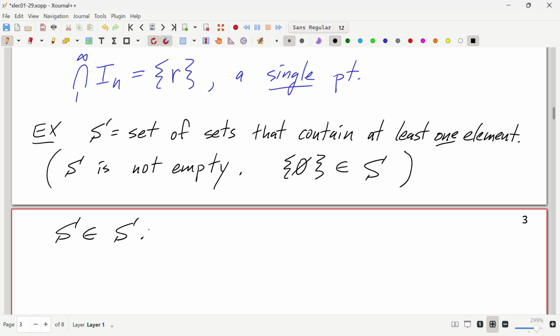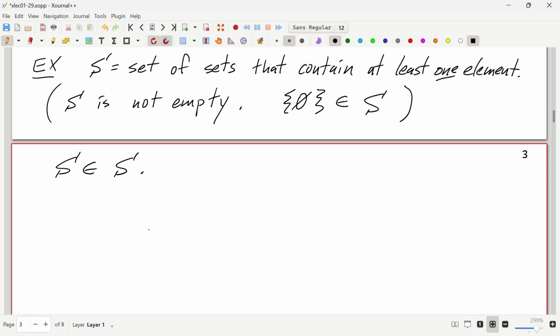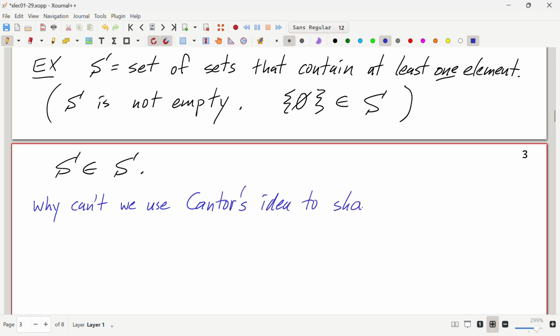Well, let's see. I also wanted to make a remark. I proved the uncountability of R. I was going to ask you a question. Why can't we use Cantor's idea to show that the rational numbers are uncountable? Any ideas?